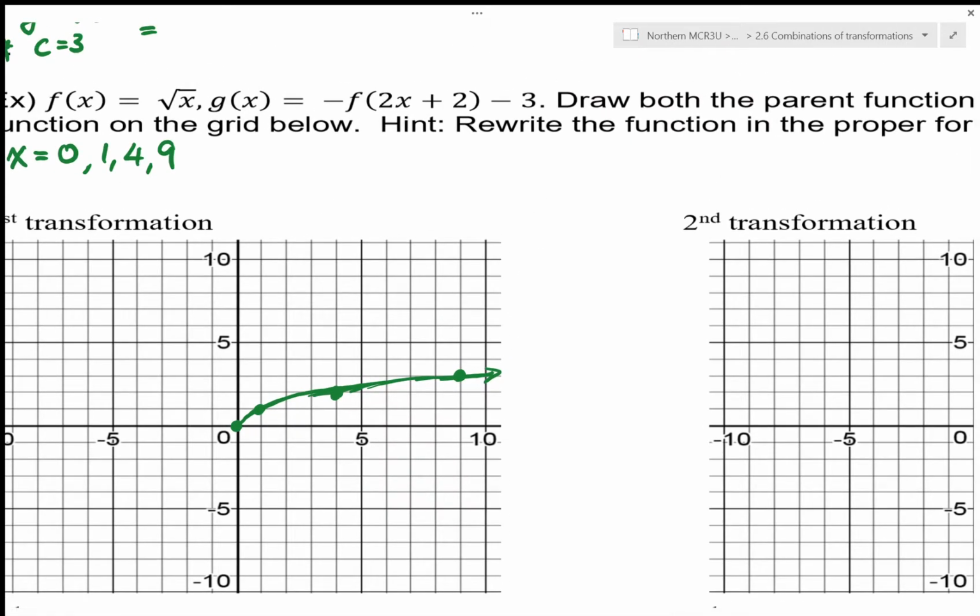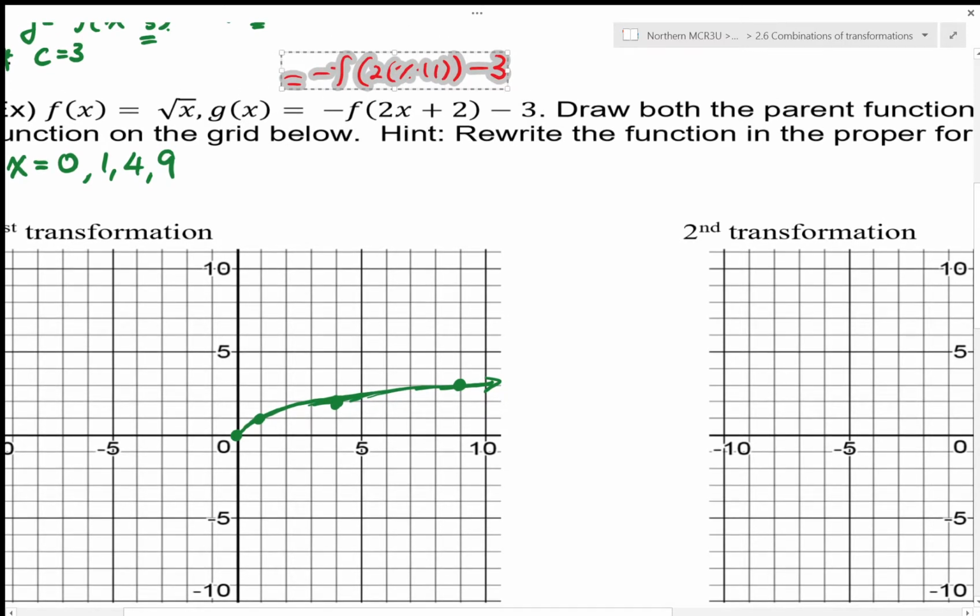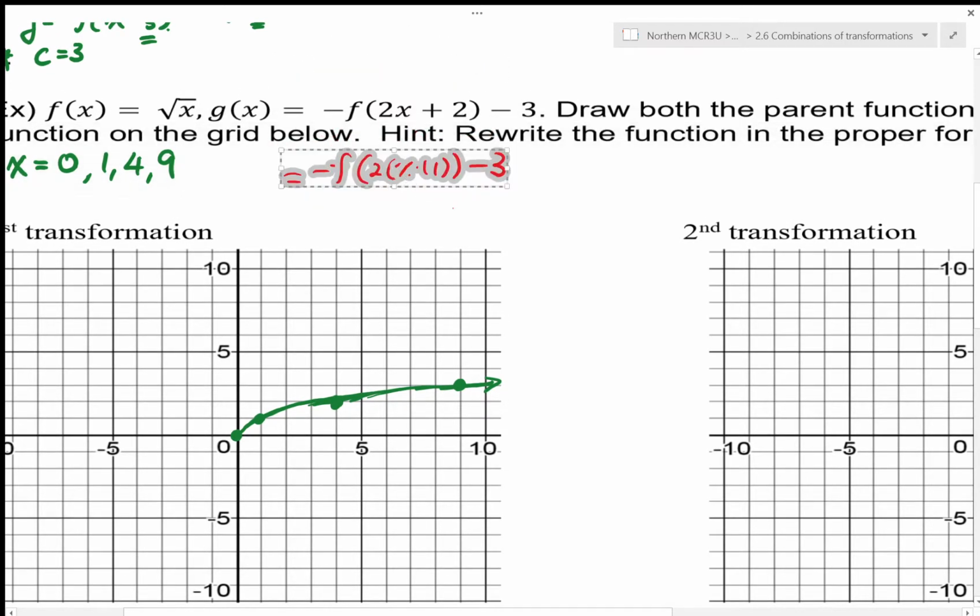Then we have g at x as the negative f at 2x plus 2 minus 3, and hopefully you recognize that this 2 is not factored out, so we actually have to write it with that factored out. So it will be 2 times x plus 1 and then minus 3. So then we can start with the first transformation. I'm going to put this one down here, and I'll just label this one g at x.